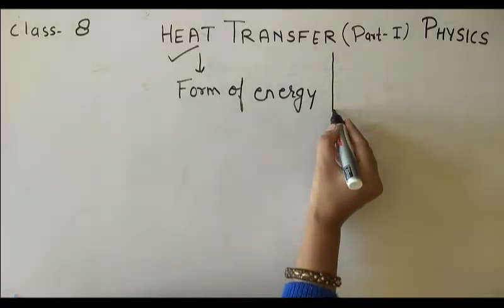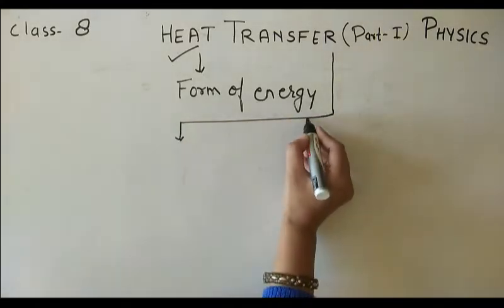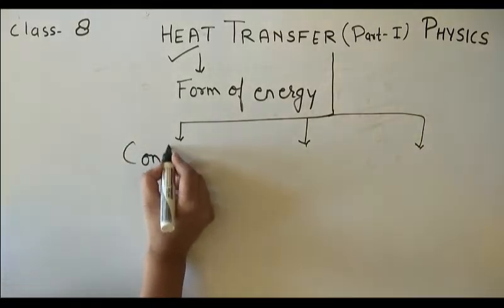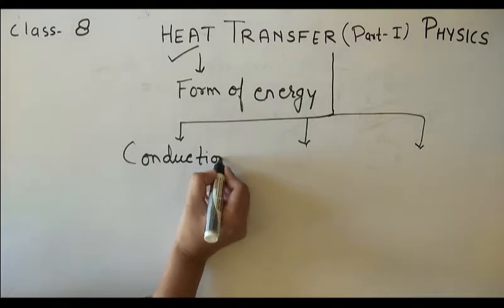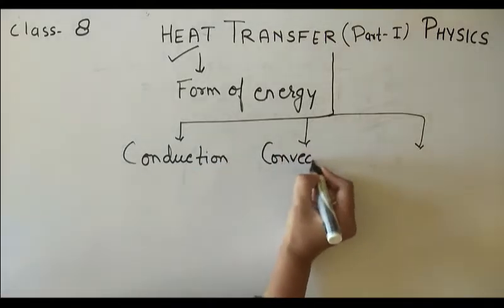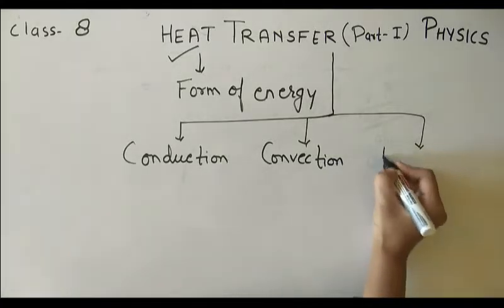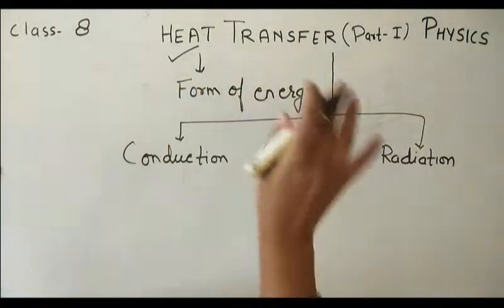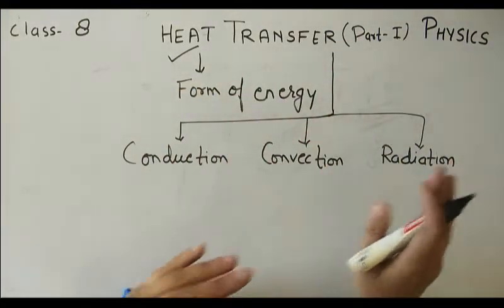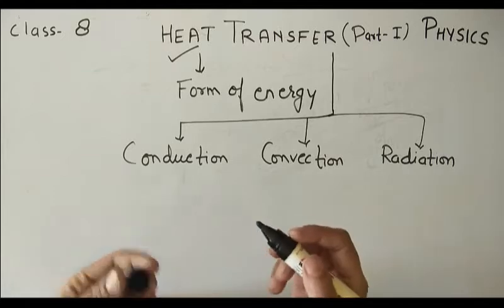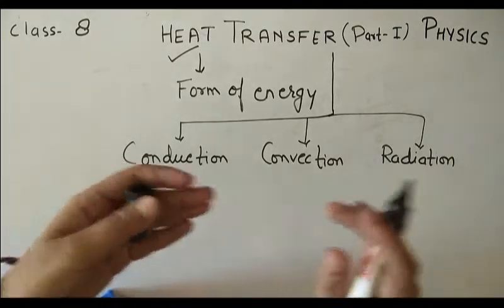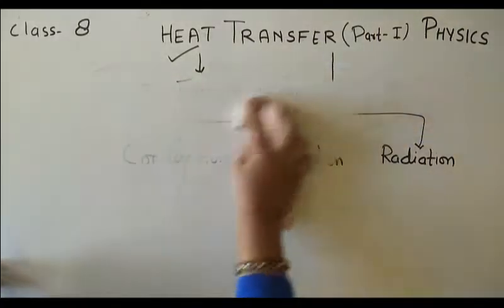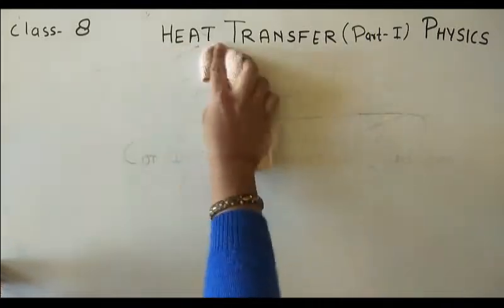So heat is transferred through three ways, and those three ways are conduction, convection and radiation. These three methods are there through which the heat is transferred from one object to another. So let us come to know what is conduction, what is convection and what is radiation. In quick form I am going to explain these three methods.